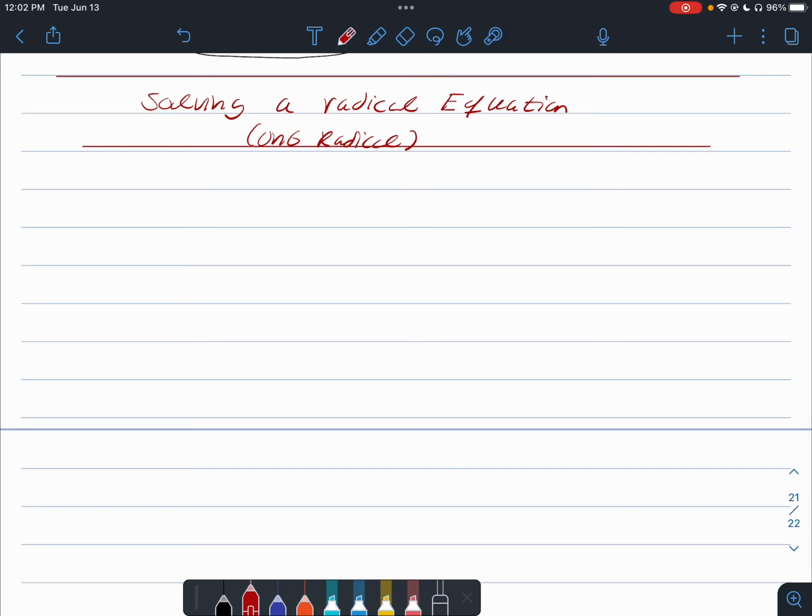So let's look at a few examples. Here we have -4 plus the square root of w minus 13 is equal to 4. So let's go ahead and add 4 to both sides of this equation. Now we'll get that the square root of w minus 13 is equal to 8.